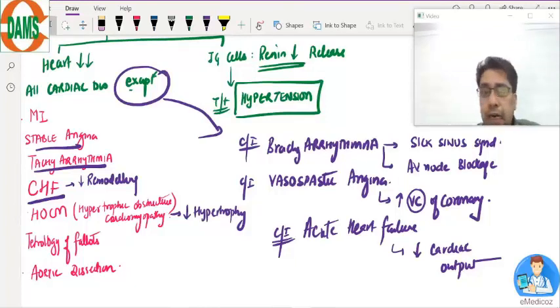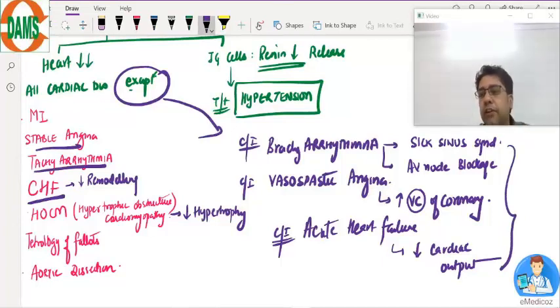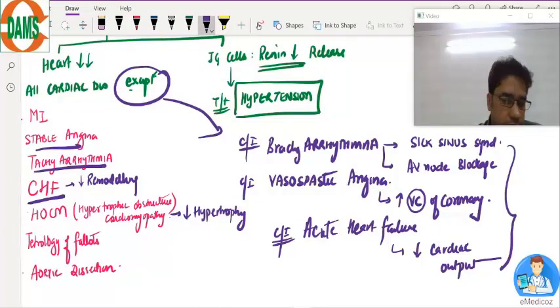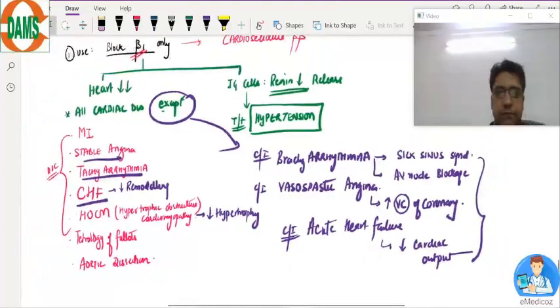Okay, beta agonist. So remember this part. Okay, so these are the uses of beta blockers and these are the contraindications of beta blocker. Very important for you. Okay, now second point I want to ask you.